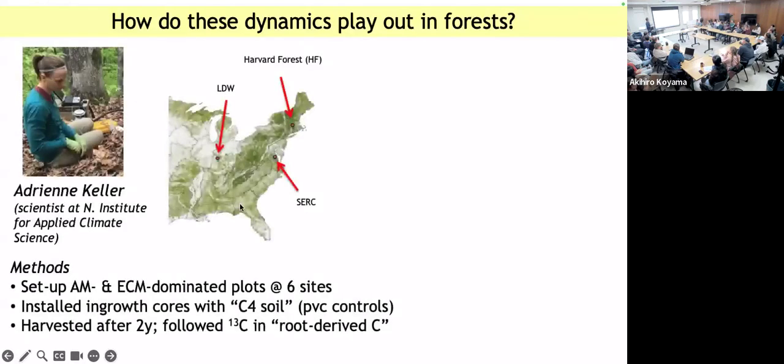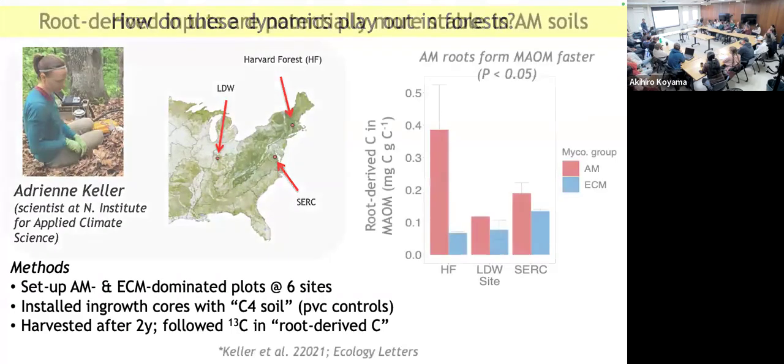So we wanted to try to play this out in the forest. Adrienne Keller was a grad student in the lab, and she did that same C3, C4 pairing. She took corn soil and put it in root ingrowth cores. Root ingrowth cores are basically, you fill a core full of soil, you put it out in the ground, you see what grows in, and then you can start to look at the differences in root production. But because we put in that corn soil, we did this out in the forest at 3 different sites in AM and ECM forests, we could see how much of that mineral-associated organic matter develops over time.